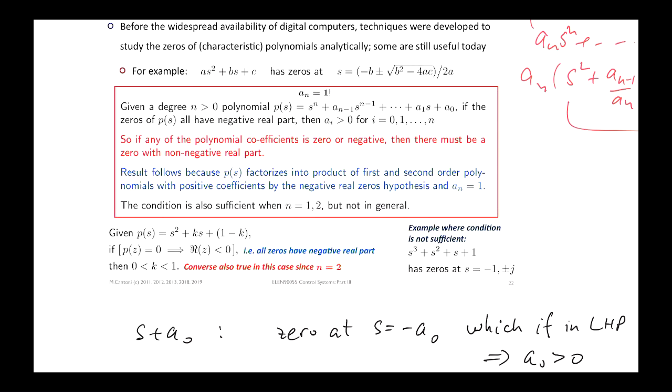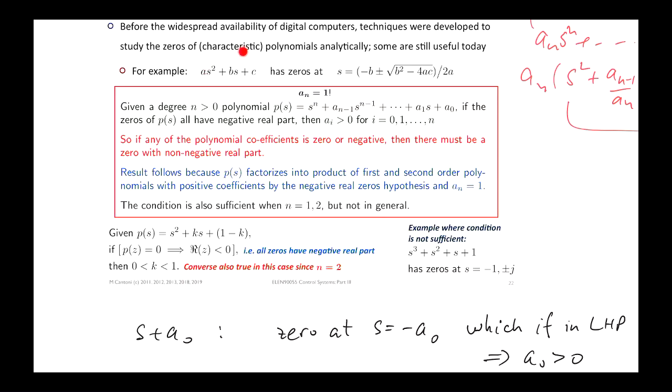So analytically we can say where the zero is, and if that's in the left half plane, the coefficient A0 must be positive. And similarly, if you know that the coefficient is positive, then it's telling you the zero is in the left half plane. So the coefficient here being positive is both necessary and sufficient for the zero to be in the left half plane.